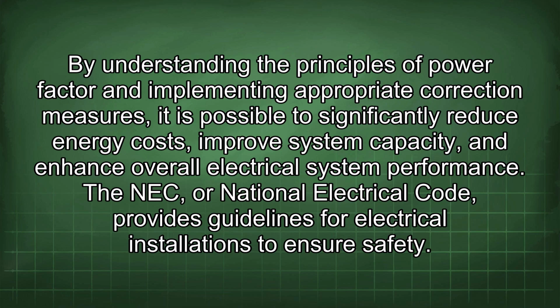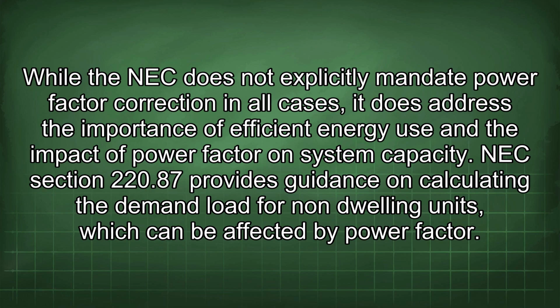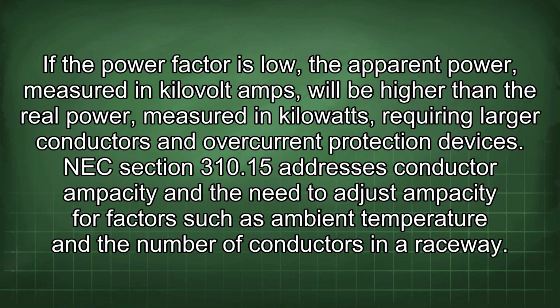The NEC, or National Electrical Code, provides guidelines for electrical installations to ensure safety. While the NEC does not explicitly mandate power factor correction in all cases, it does address the importance of efficient energy use and the impact of power factor on system capacity. NEC Section 220.87 provides guidance on calculating the demand load for non-dwelling units, which can be affected by power factor. If the power factor is low, the apparent power, measured in kilovolt amps, will be higher than the real power, measured in kilowatts, requiring larger conductors and overcurrent protection devices.